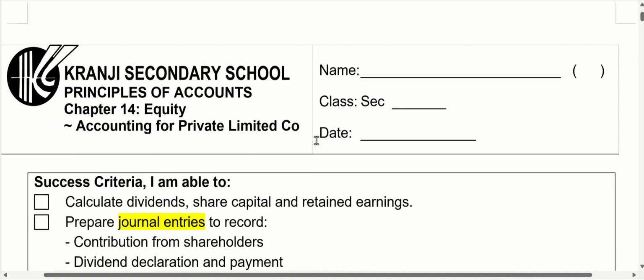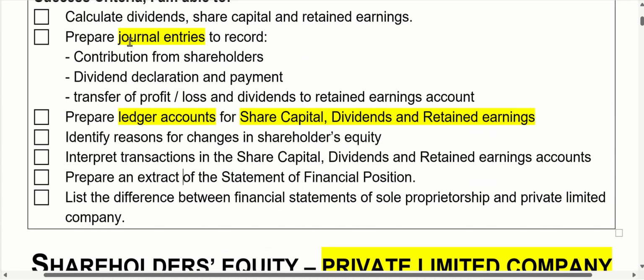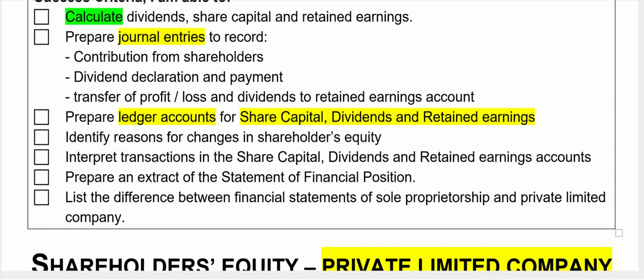All right, with this, you actually have learned how to calculate dividends, share capital and retained earnings. You learned how to prepare journal entries to record contributions from shareholders, dividend declaration and payments. You also learned how to transfer profit or loss to the retained earnings account. You also learned how to prepare ledger accounts for share capital, dividends, and retained earnings. You are also able to identify reasons why shareholders equity changes: because of issue of share capital, profit or loss for the year, or dividends declared. Right? So you did learn how to do this now.